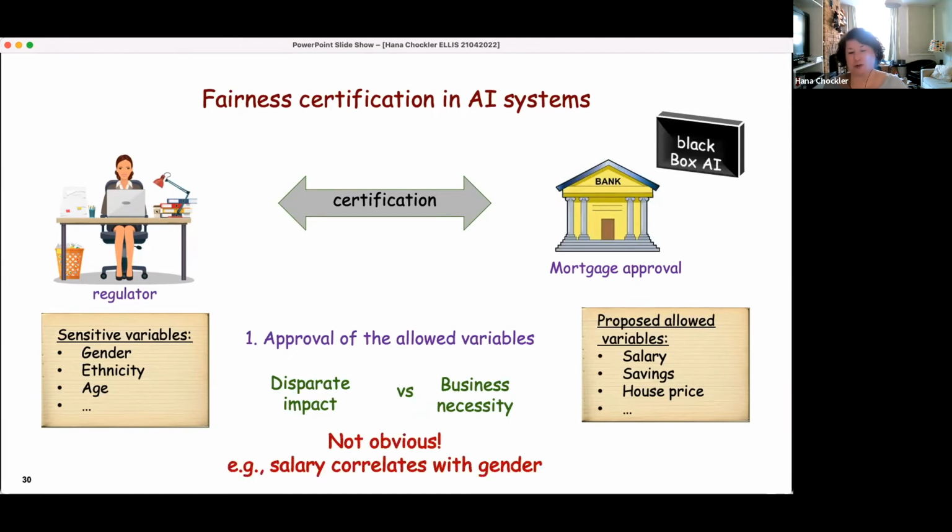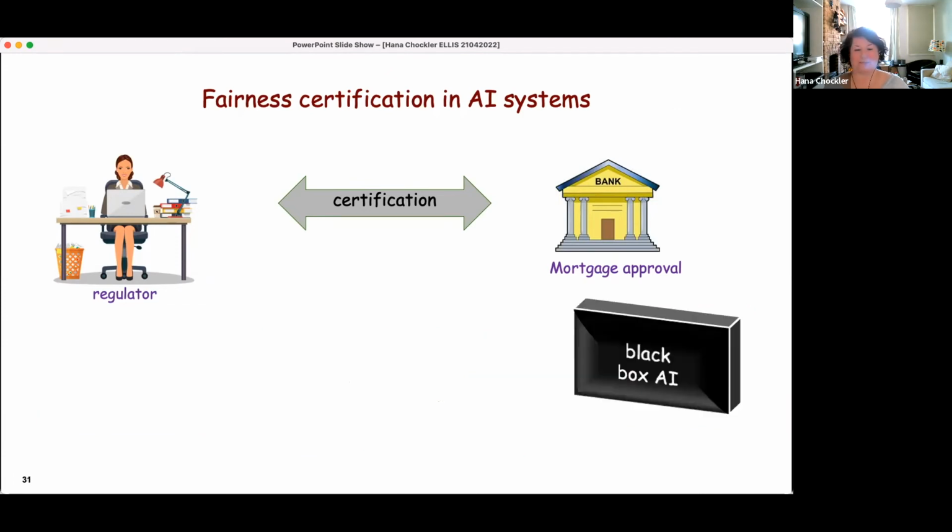It is not obvious, because salary, for example, correlates with gender, and there are many such discussions in the philosophical literature as well: whether we can take some variables as allowed or not, or whether it will have a negative impact on society which is not justified by business necessity.